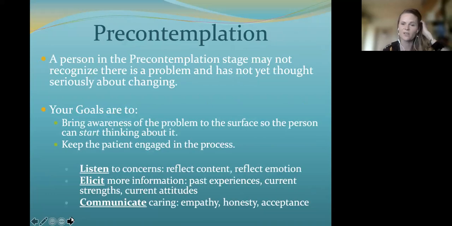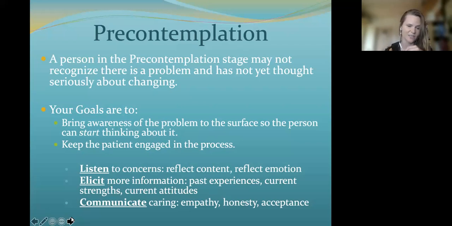A person in the pre-contemplation stage might not recognize that there's a problem, or they haven't thought seriously about changing. So you're not trying to push them in any way at this stage. What you're really trying to do is keep them engaged in treatment. That's the superordinate goal here. At most, you're bringing awareness to the problem. So, if they bring it up, you just shine a little light on it. You help them think through what is working, what's not working, what may be a problem here, so that it can come up to the surface and you can work more fruitfully with it further down the line.